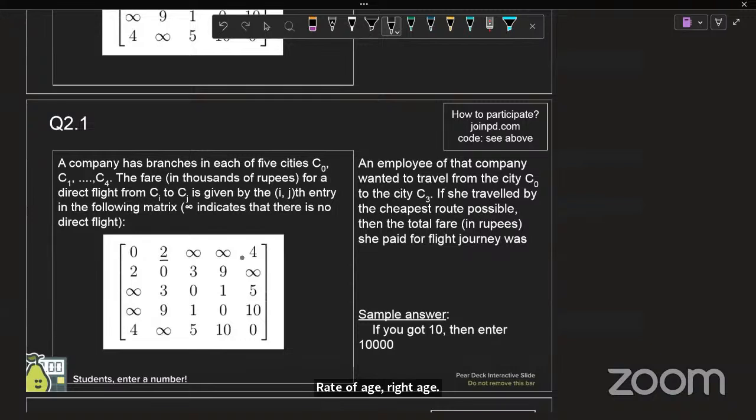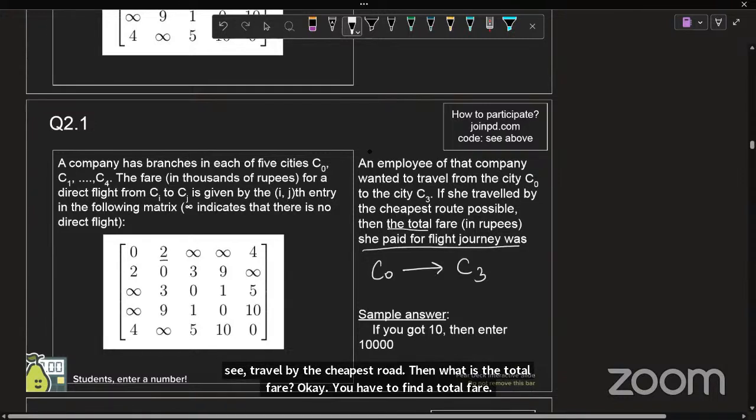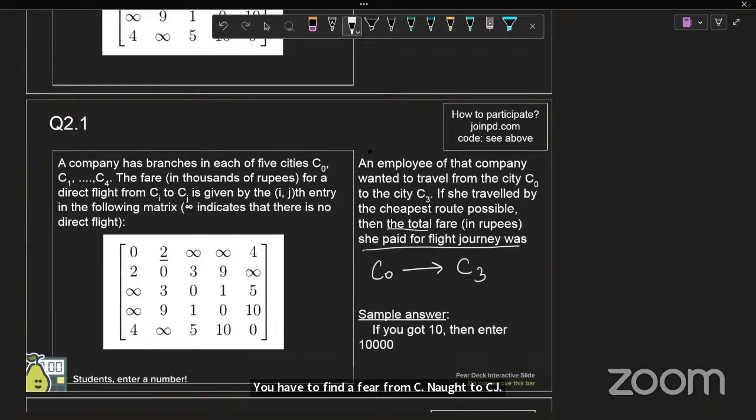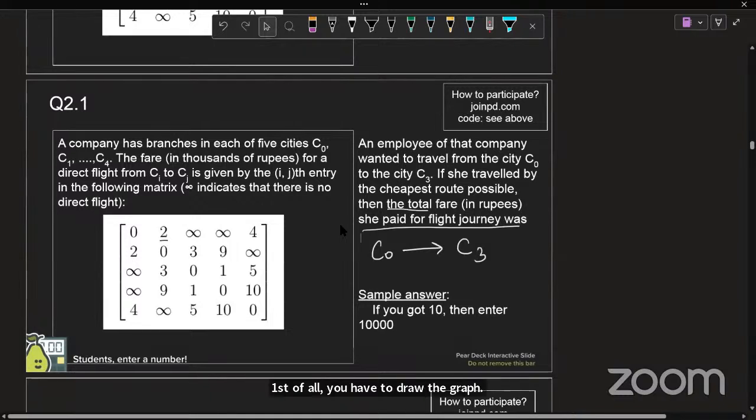So you have to draw a graph of this adjacency matrix, and you have to find the route if one travels by the cheapest route, from C0 to Cj. If one travels by the cheapest route, then what is the total fare? You have to find the fare from C0 to Cj. So yeah, try this question. First of all, draw the graph of it. Those who are not able to understand the question, you can ask me.